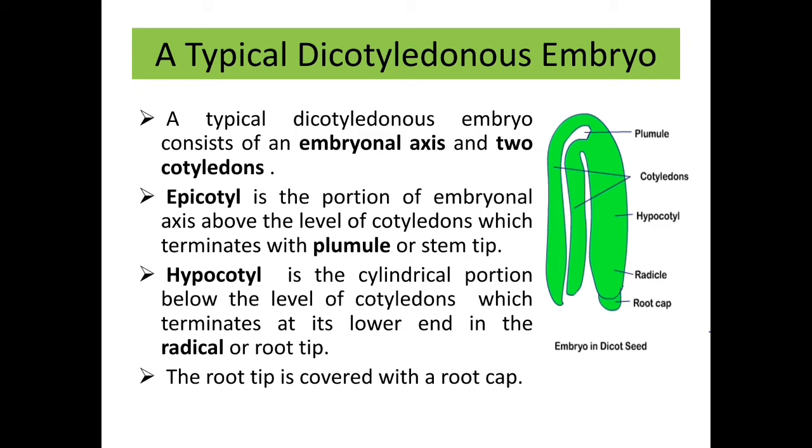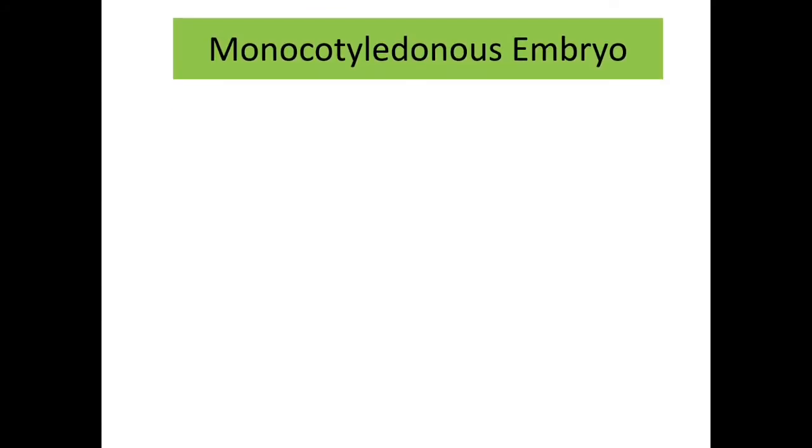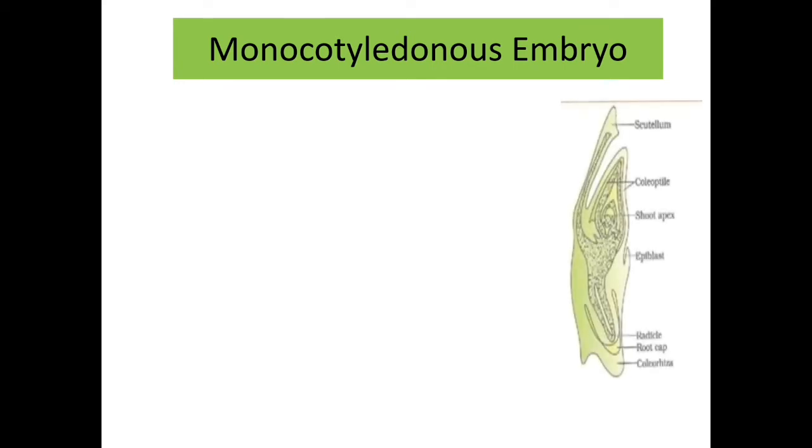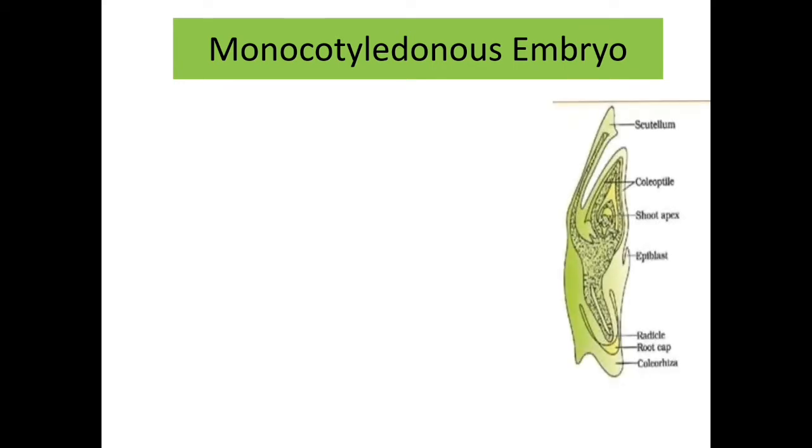So this is a short description of a typical dicotyledonous embryo, a brief description of its structure. Now let us see the monocotyledonous embryo. Here is a diagram of it.